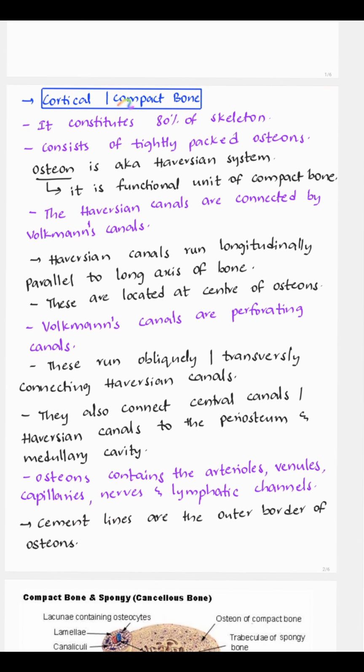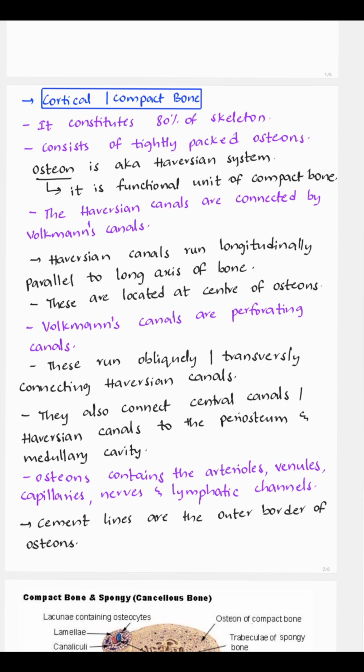It is also known as the compact bone. It constitutes 80% of the skeleton. It consists of tightly packed osteons. Osteon. What is an osteon? Osteon is the functional unit of a compact bone. It is also known as the Haversian system.